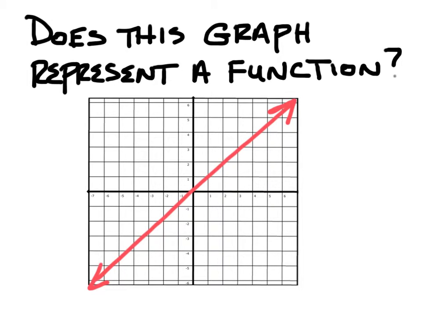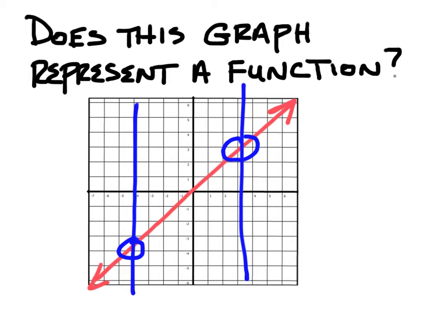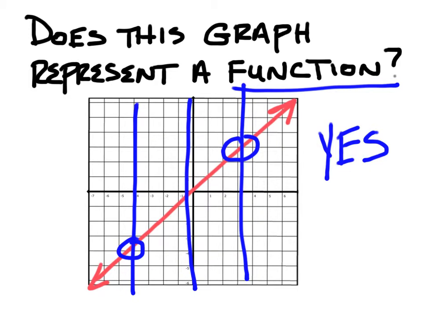So I have a graph here, and I'm going to draw a vertical line here. How many places did it cross that graph? 1. What about here? How many places? Is there any place that I can draw a vertical line where it will touch more than one spot on the graph? No. So the answer is yes, this is a function.